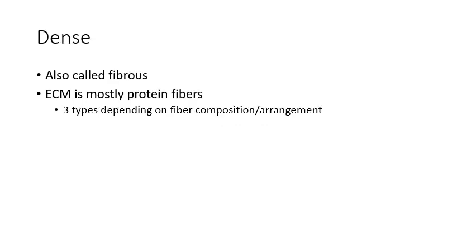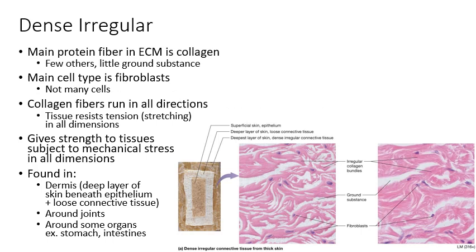Then you have dense connective tissue. You could also sometimes see that called fibrous connective tissue if you're looking at an older source. The extracellular matrix in dense connective tissue is always made mostly of protein fibers. And then there's the three subtypes, which all have either a different type of fiber that's most common, or the fibers have a different arrangement. So we'll go through each one.